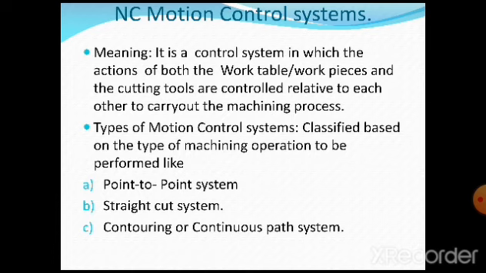We are defining what should be the function of an NC motion control system, how the control system controls the motion of either the workpiece or the cutting tool or the relative motion between them. So that we are discussing today. Types of motion control systems.